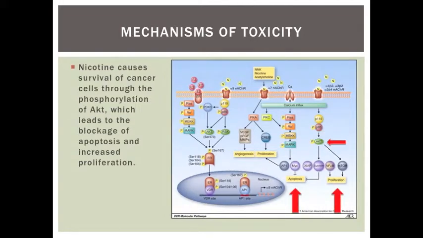Nicotine causes the survival of cancer cells via the phosphorylation of AKT. AKT, also known as protein kinase B, in short, is a central player in the regulation of metabolism, cell survival, motility, transcription, and cell cycle progression. In the specific case of nicotine-induced calcium ion increase, the phosphorylation of AKT leads to the blockage of apoptosis and increased proliferation.